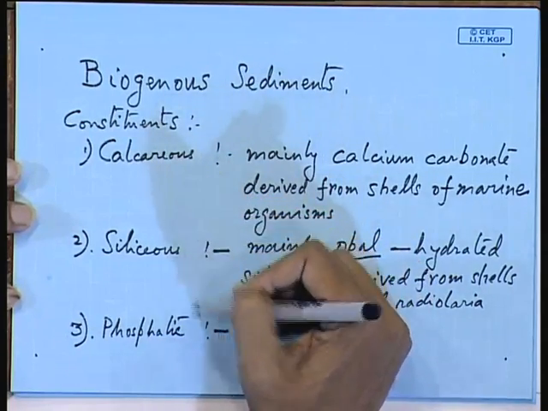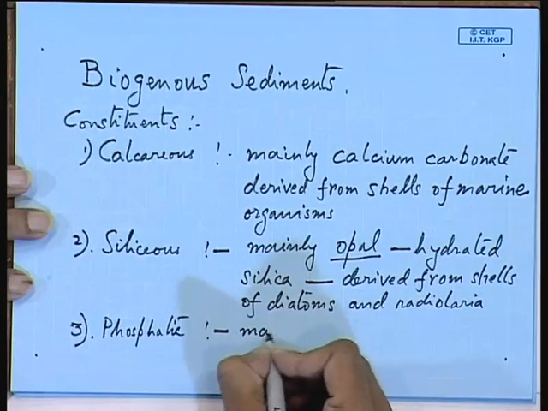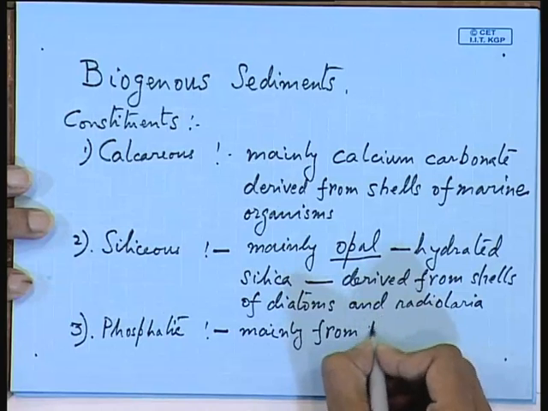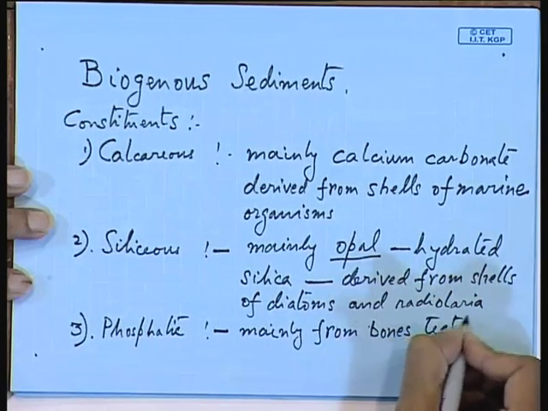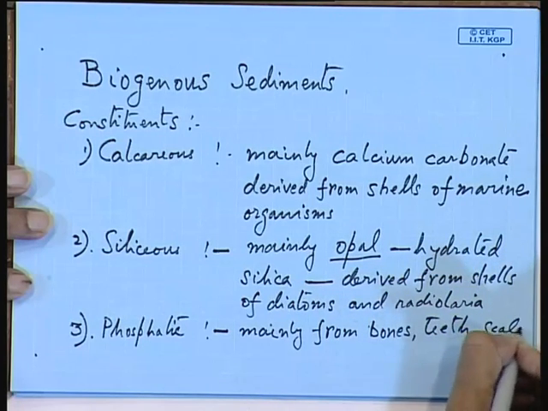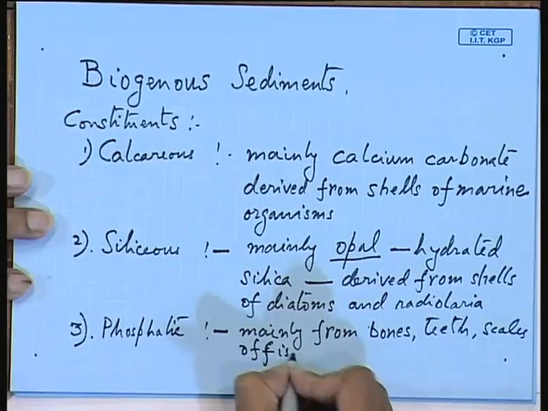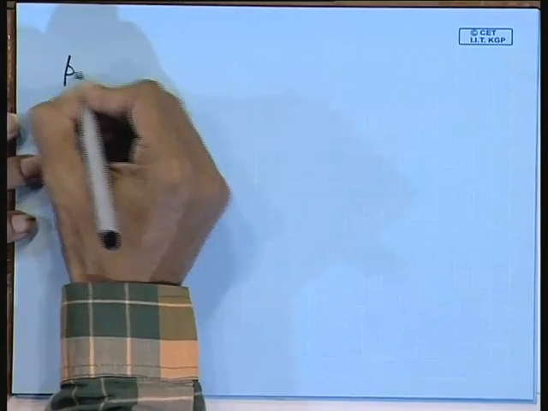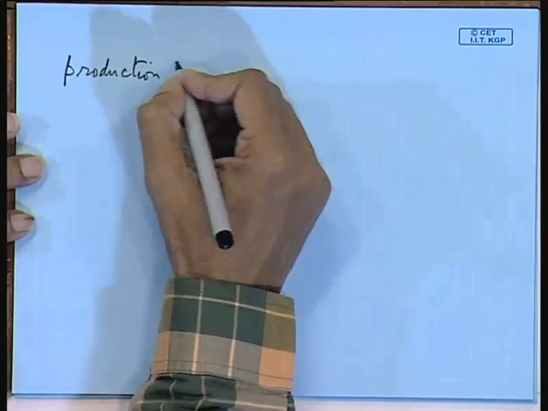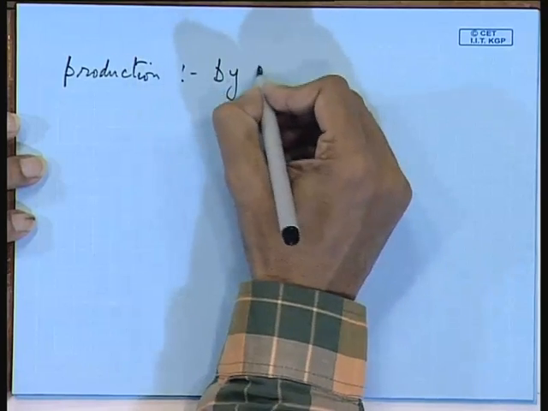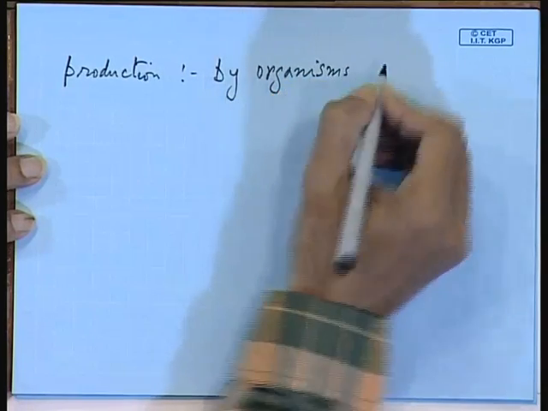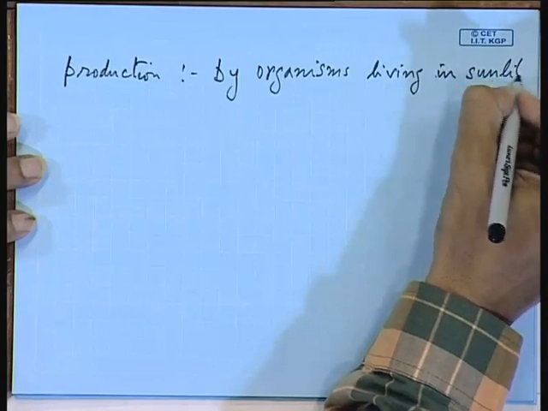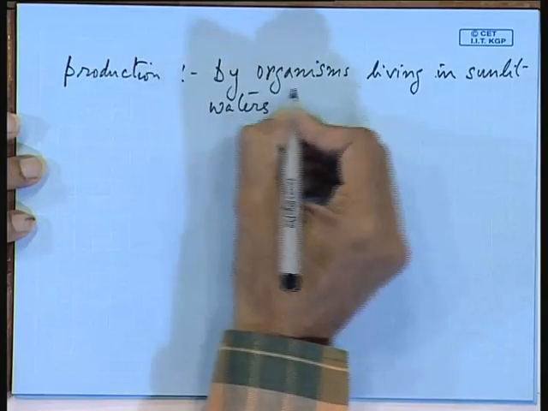So, three types: calcareous, siliceous and phosphatic. These are again mainly from bones and scales of fish. Further, these are produced by organisms living in the sunlit portion of the waters, sunlit waters near the ocean surface.